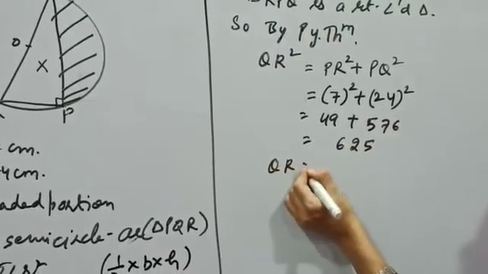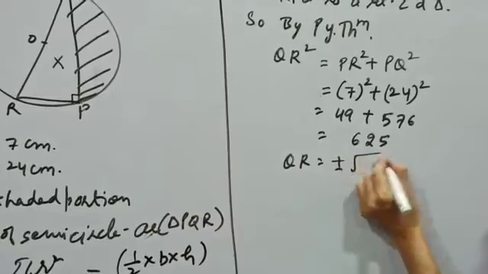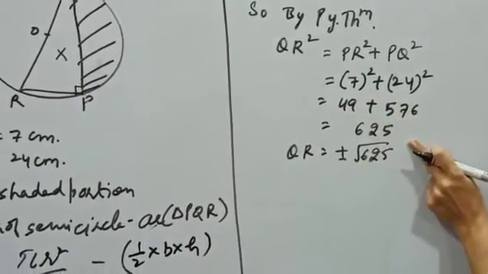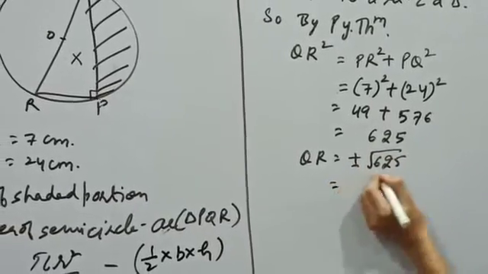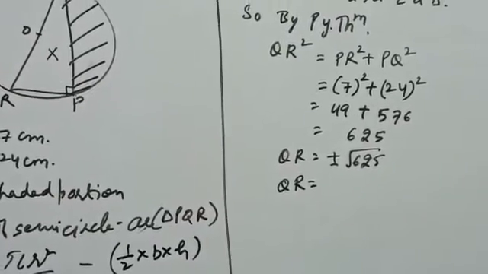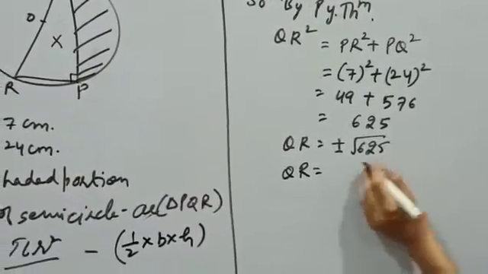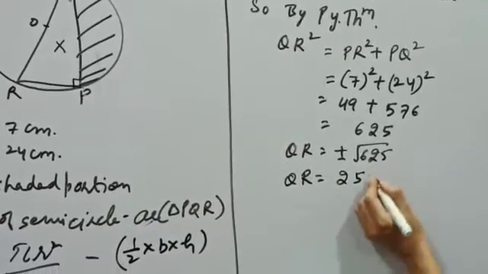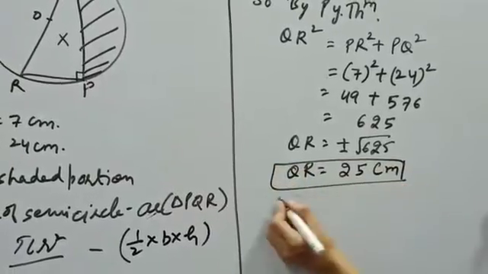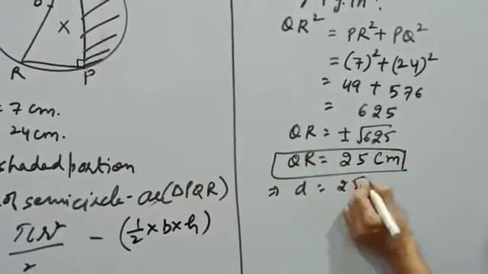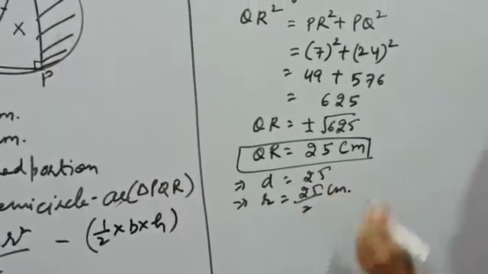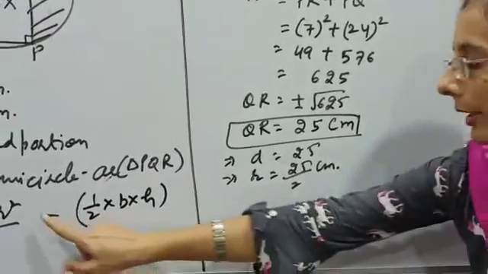So QR is equal to plus minus square root of 625. But we will take only the positive value because it is the diameter of the circle and is always positive. The square root of 625 is 25. So QR is equal to 25 centimeters. We can write that the diameter is equal to 25, so the radius is 25 upon 2 centimeters. Now we have the radius of the circle.